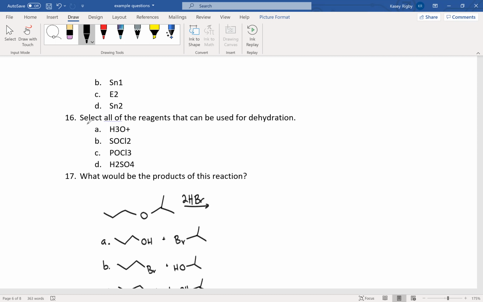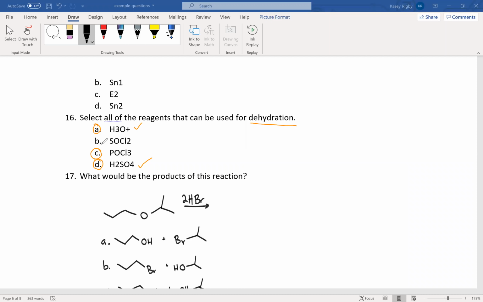So select the different reagents that can be used to do dehydration. So we know we have to use a strong acid for dehydration. So H2SO4 or H3O+ can work. And then we can also use a special reagent here, POCl3.